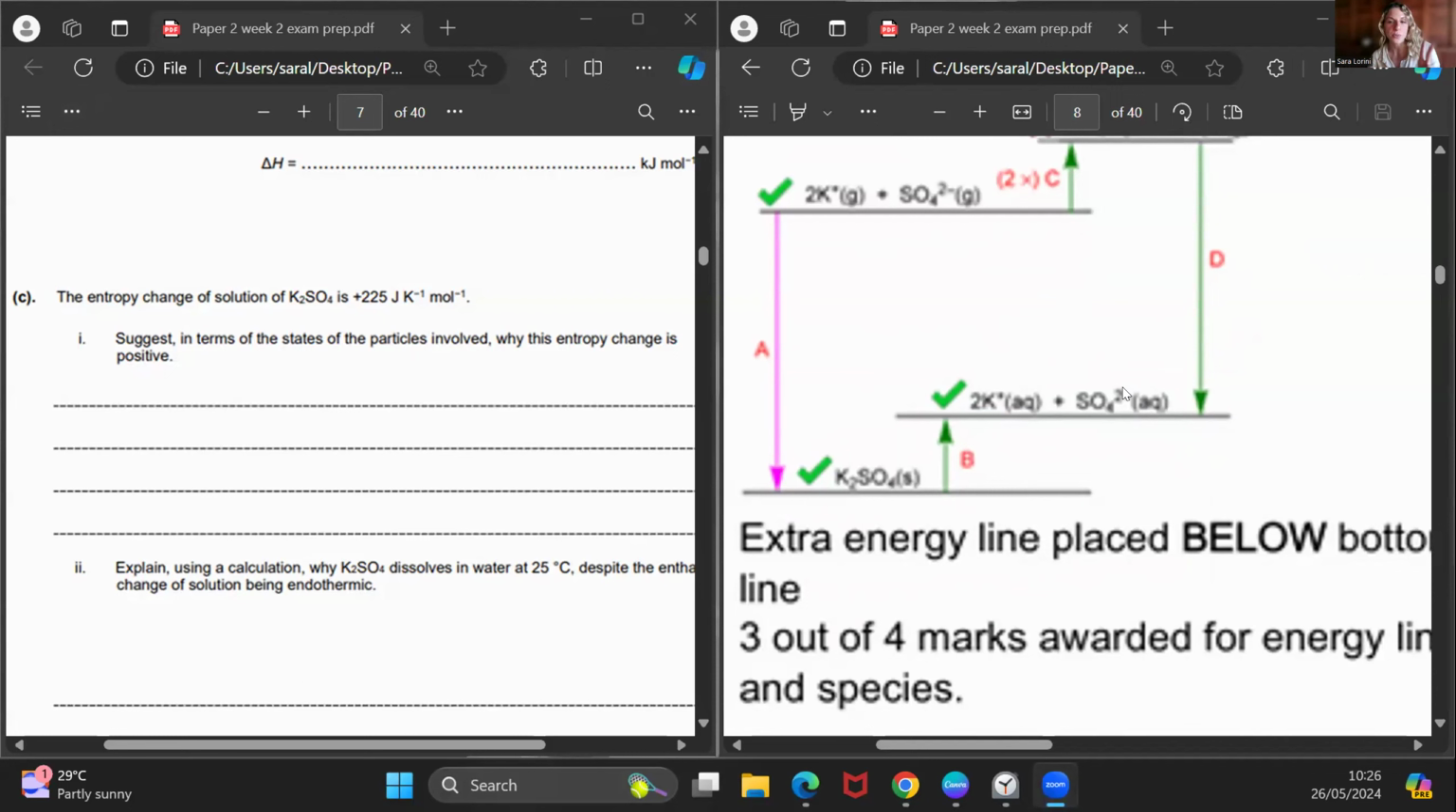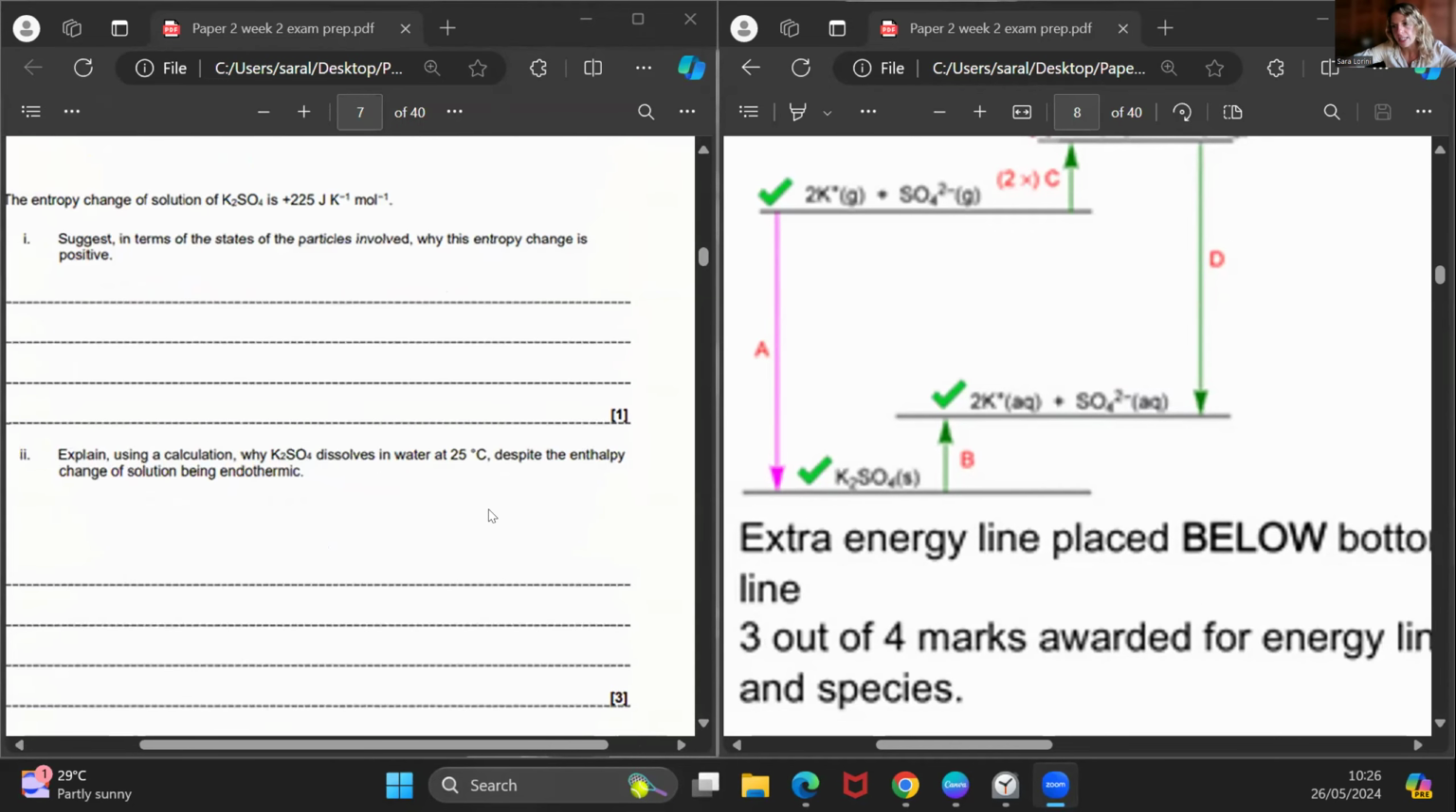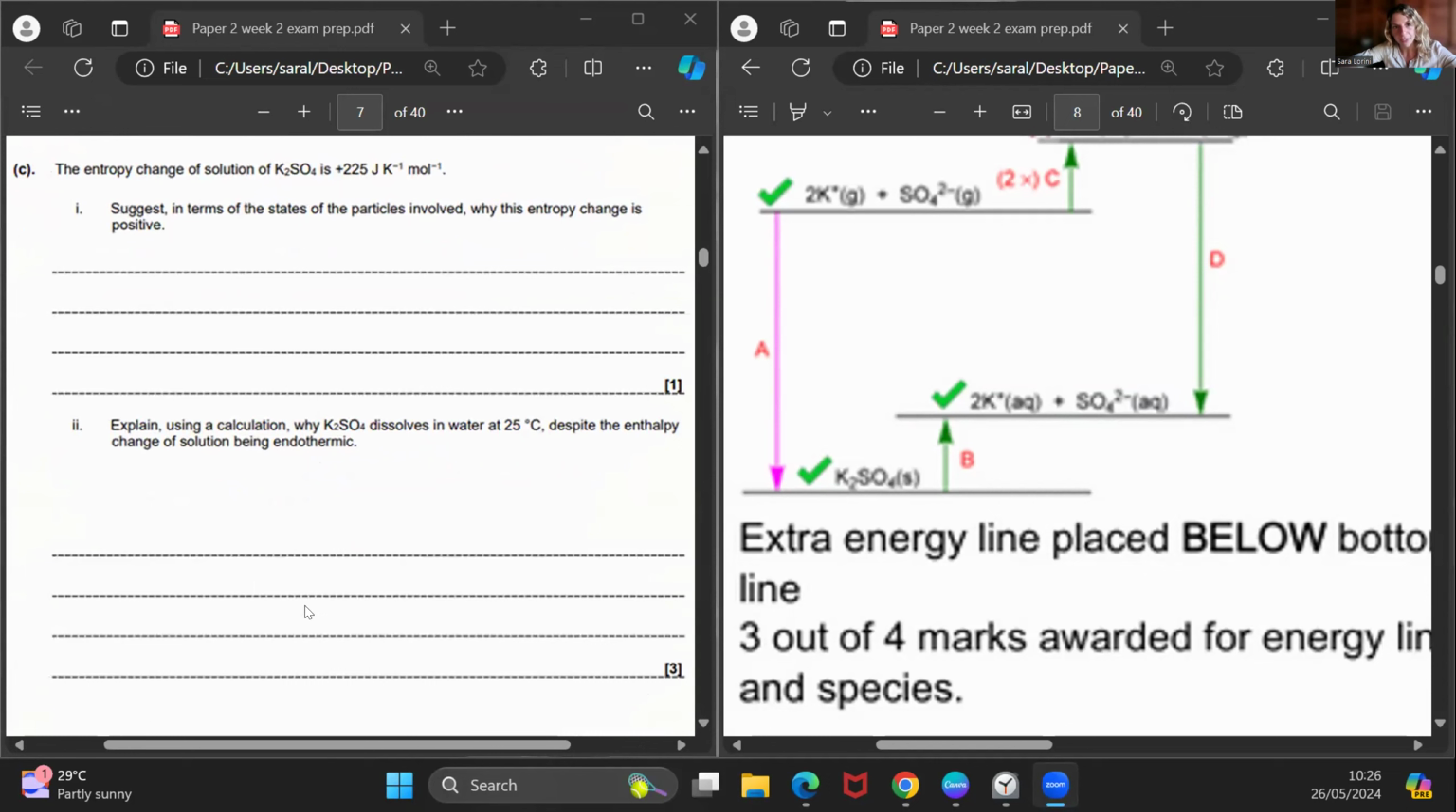And there are always two reasons why the entropy increases: a change in state to a more disordered state, or more particles formed. So in this case, the entropy is positive because you start with one molecule and you end up with 3 molecules. The ions in a solid are not free to move, while the aqueous ions are free to move. So for this question, for 1 mark, the enthalpy increase, and then you can say either of the ones that I mentioned.